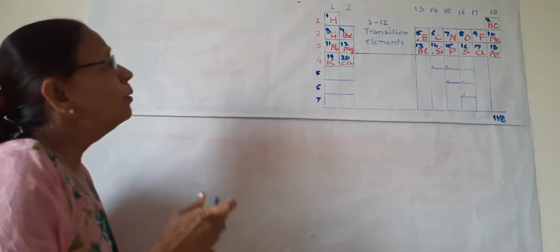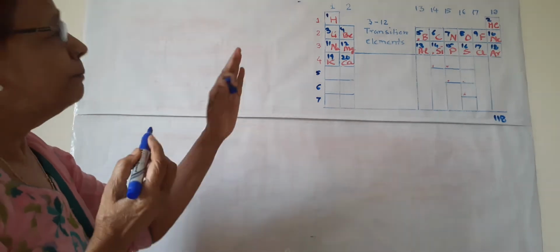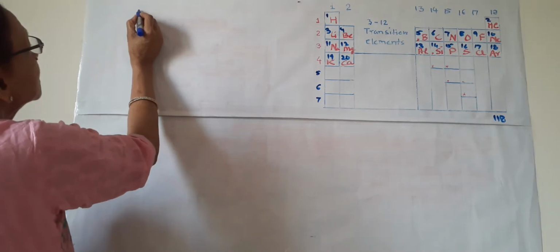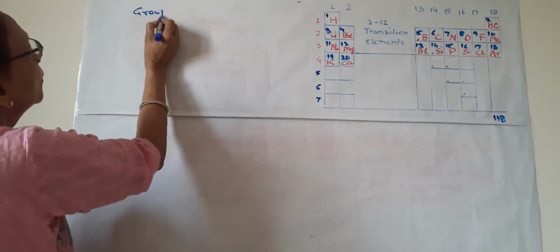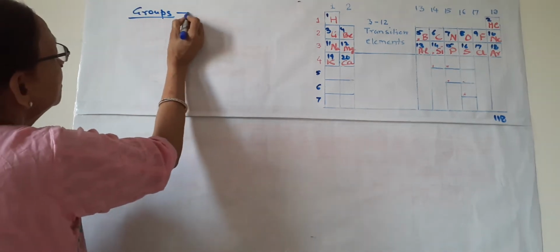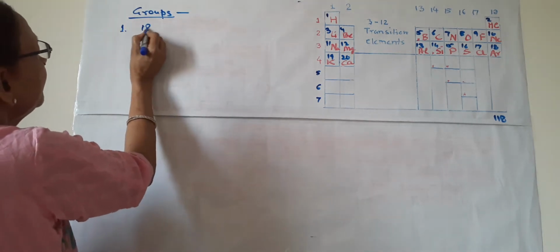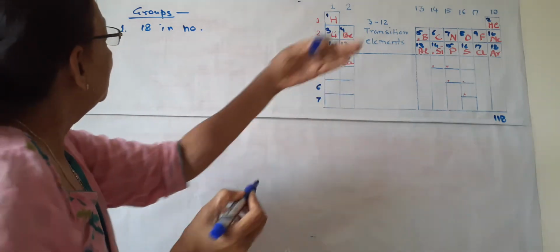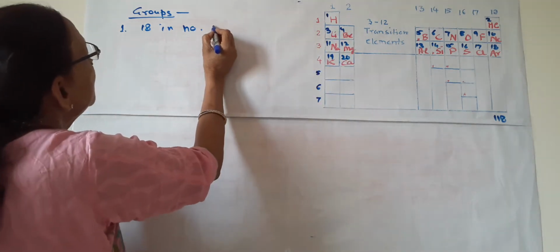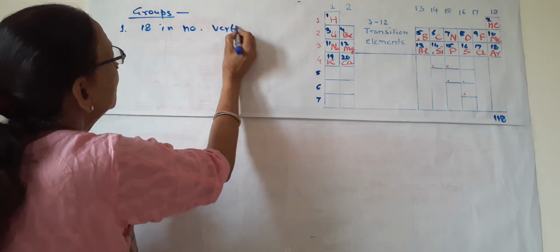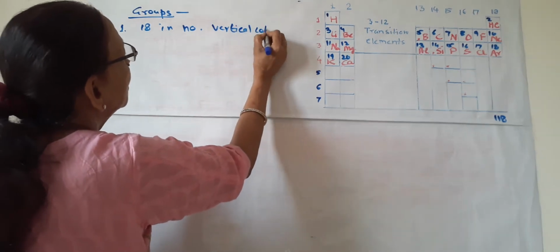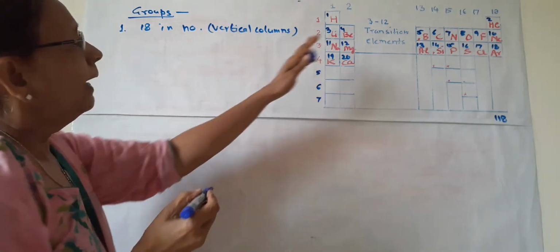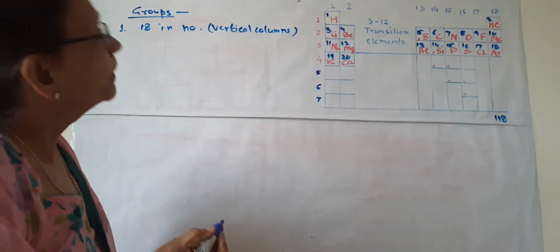Now we should know some of the characteristics of periods as well as groups. So I am writing here some of the characteristics of groups. What are the groups? They are 18 in number, as all of us know. They are vertical columns, so vertical columns are known as groups and they are 18 in number.